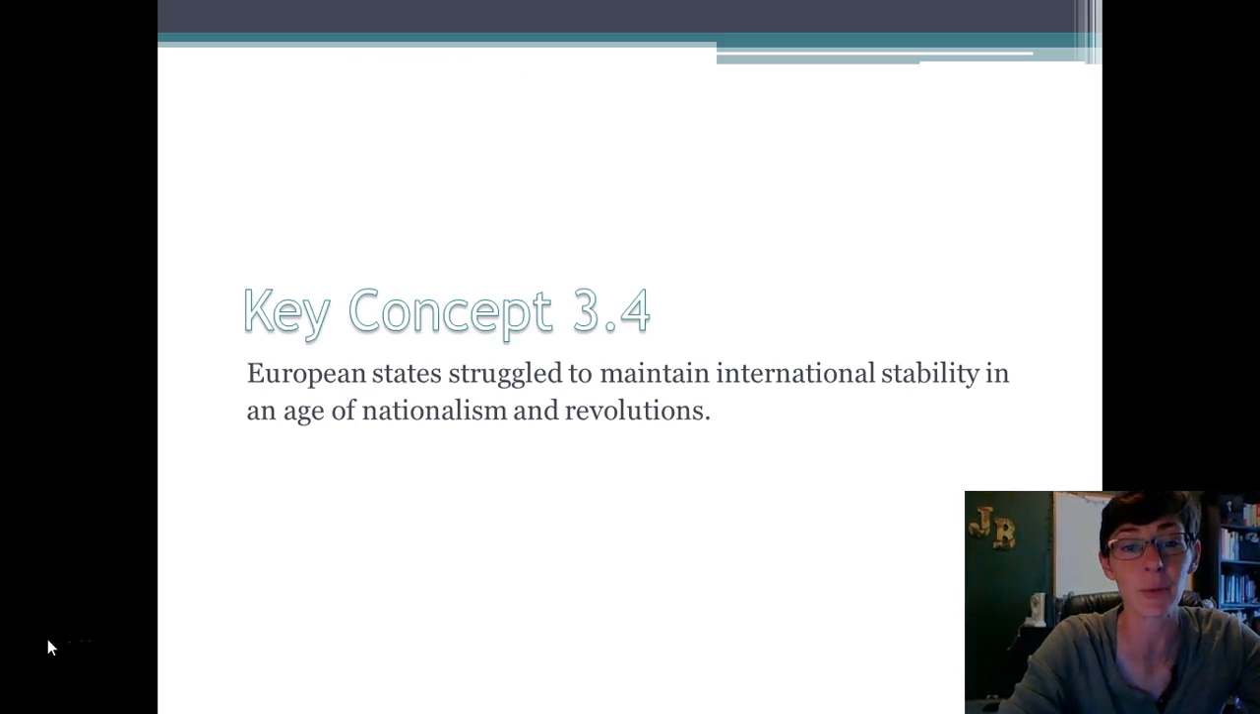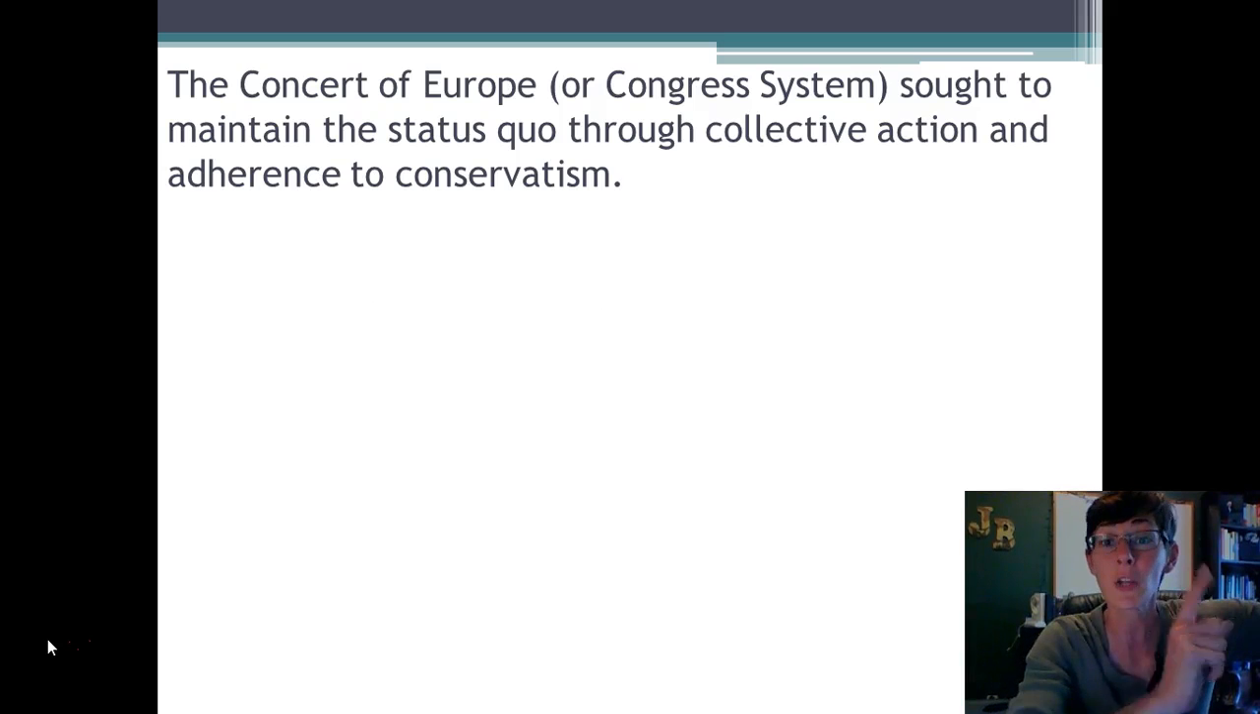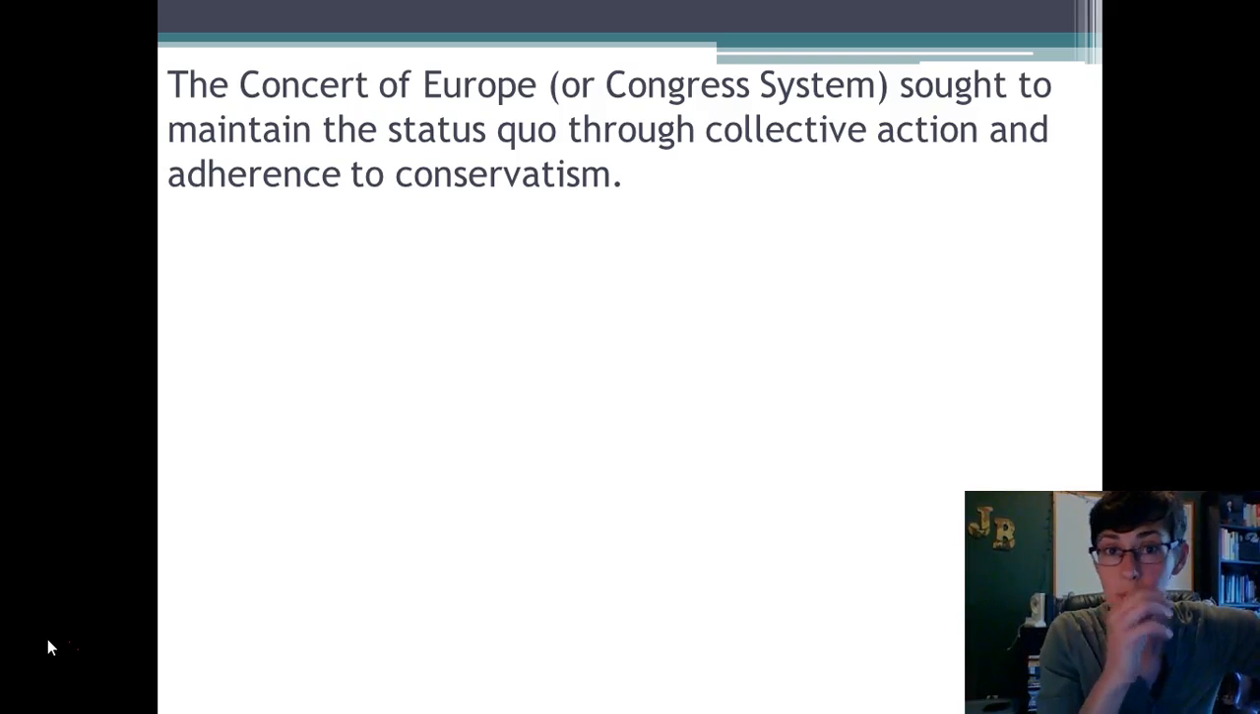All right, so we're going to start with a discussion of the key concept 3.4. European states struggled to maintain international stability in an age of nationalism and revolutions. So the Concert of Europe, or the Congress system as it's sometimes known, sought to maintain the status quo through collective action and adherence to conservatism. So the key goal here was to maintain the balance of power and maintain the status quo. And we did this through conservatism.